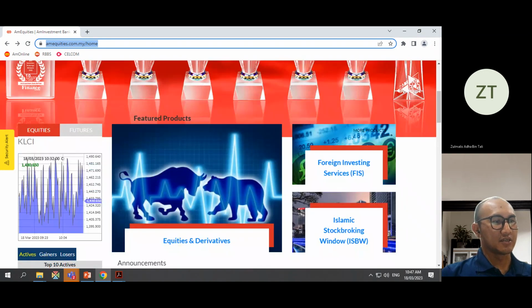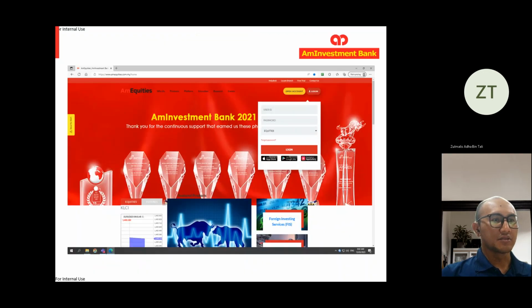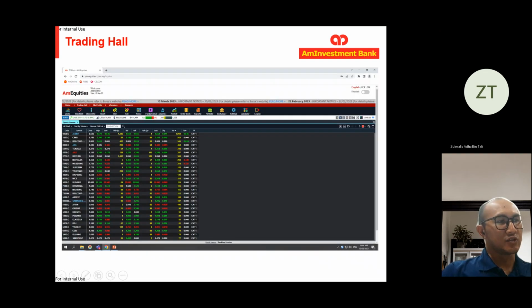Okay, and for today, let me see. Our apologies, because there is some maintenance going on in the website today, so we have to do it offline. This is your sign in page. Just enter your user ID and password, then click login. Then you should see your trading hall, similar to this.